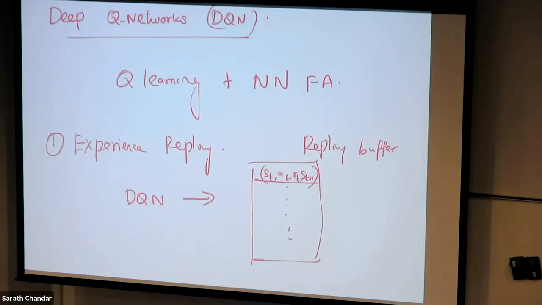Now, when you do the Q learning update, instead of considering the current experience to do your update, you are going to sample a mini batch of transitions. For example, let's say my buffer has a million transitions. I'm going to randomly pick 10 transitions and do updates using these 10 transitions. Is that clear? Now, first of all, why is this a good idea? There are many advantages.